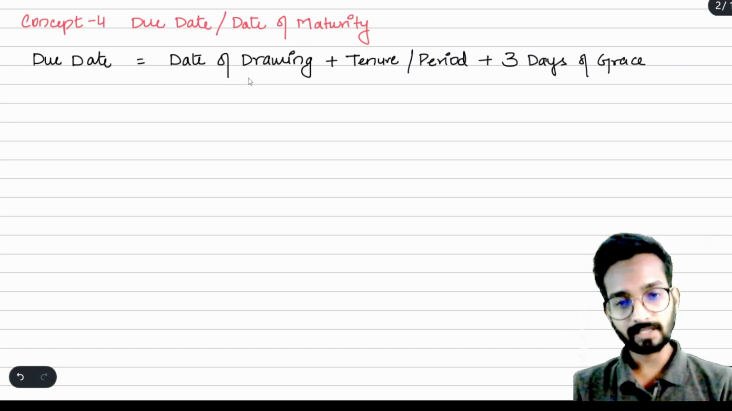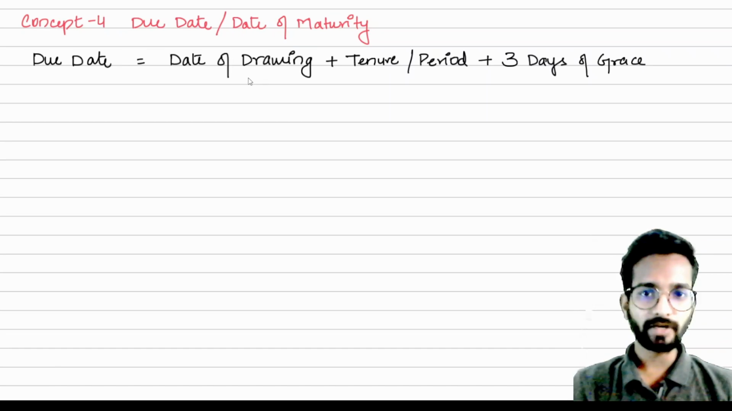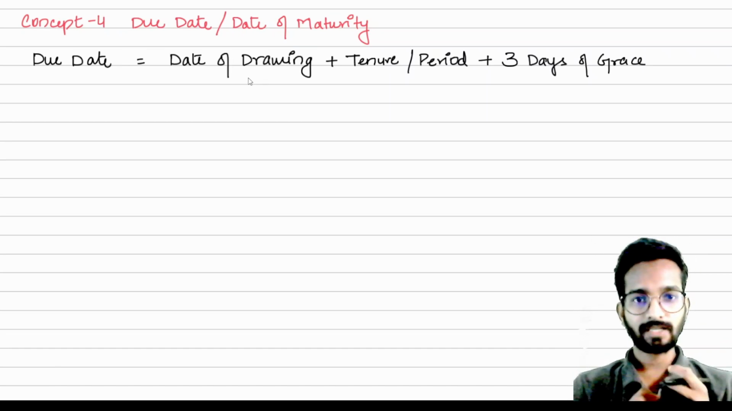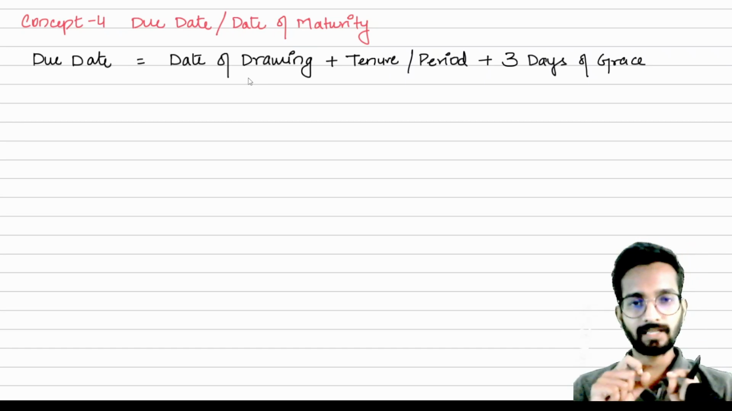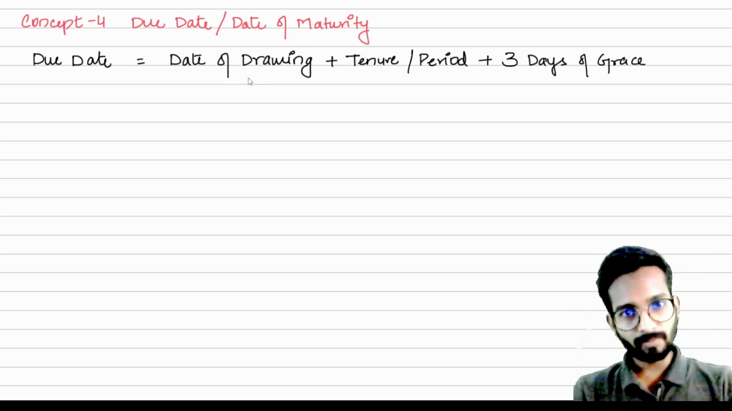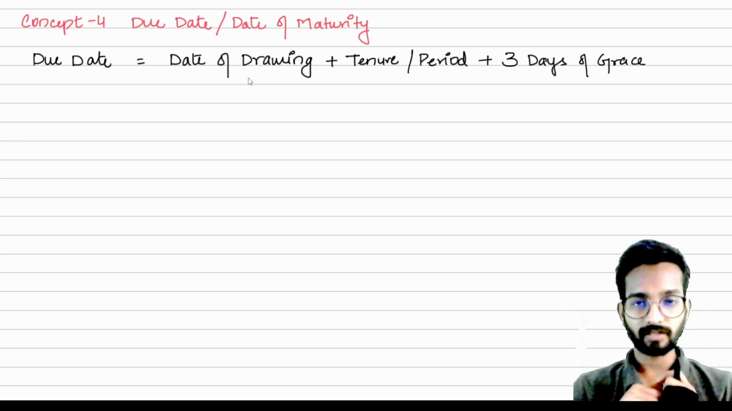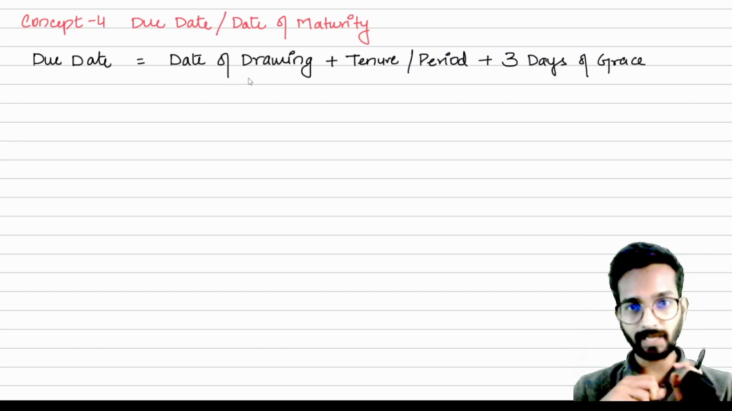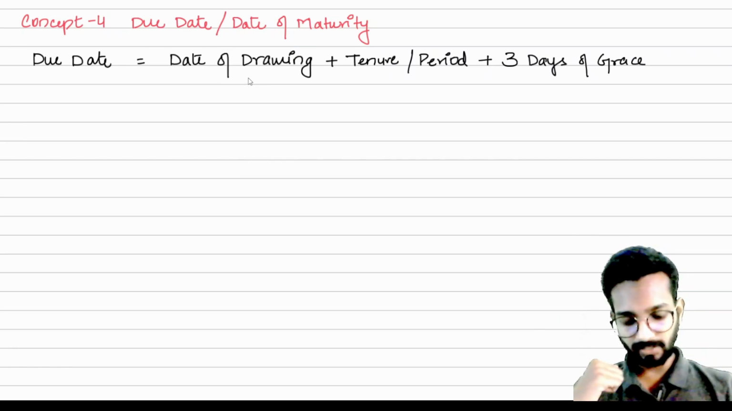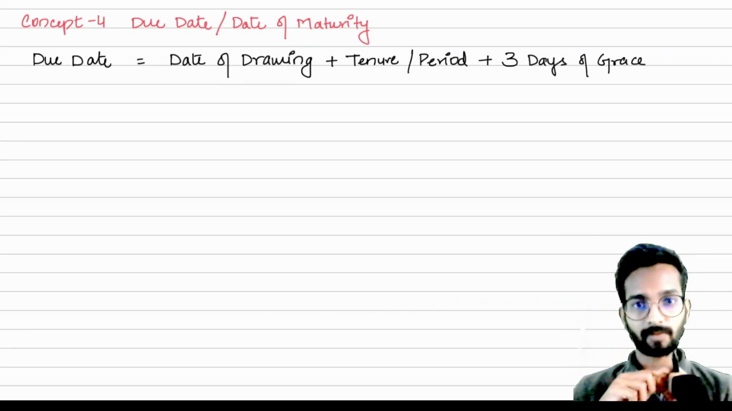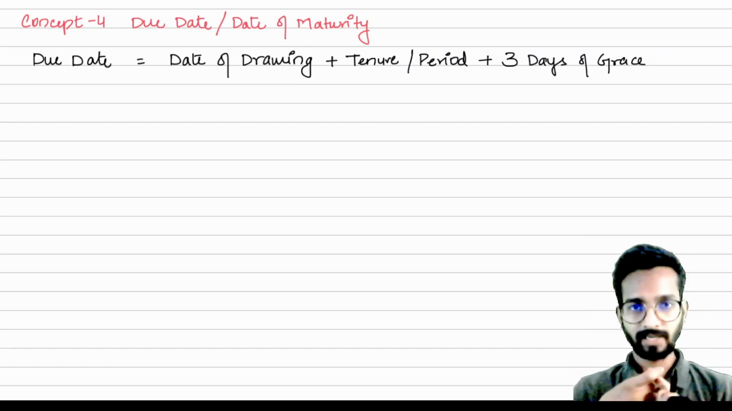Let's see. What is date of drawing? See, there are two dates involved in the bills of exchange. What are those two dates? Remember, A draws the bill, then he sends it to B, B accepts the bill and then he will return it to A. Simple. So there are two dates which are very important. First is the date of drawing, or you can say when A draws the bill, when A makes the bill. That date is important. After that, when we send it to B and B accepts our bill, that date is also important. So two dates are: date of drawing the bill, second is date of acceptance.